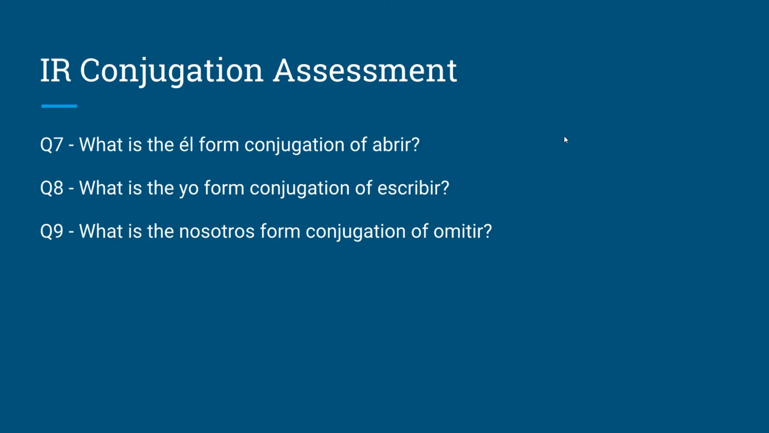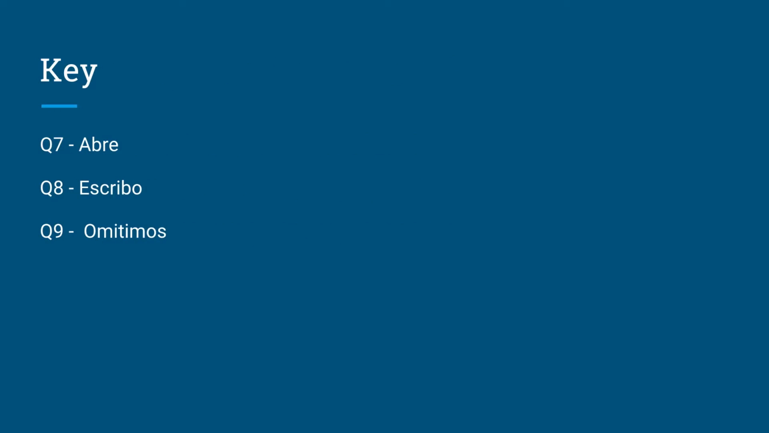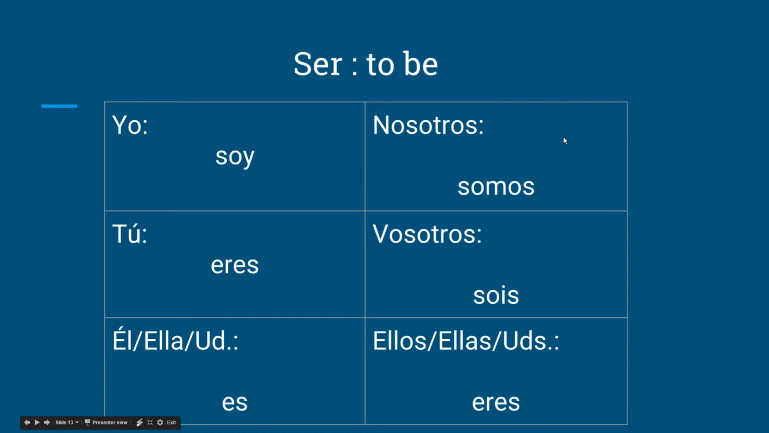Conjugation assessment. Question 7: What is the él form conjugation of abrir? Question 8: What is the yo form conjugation of escribir? And question 9: What is the nosotros form conjugation of omitir? Pause the video. And here's the key. Question 7 was abre. Question 8 was escribo. And question 9 was omitimos.